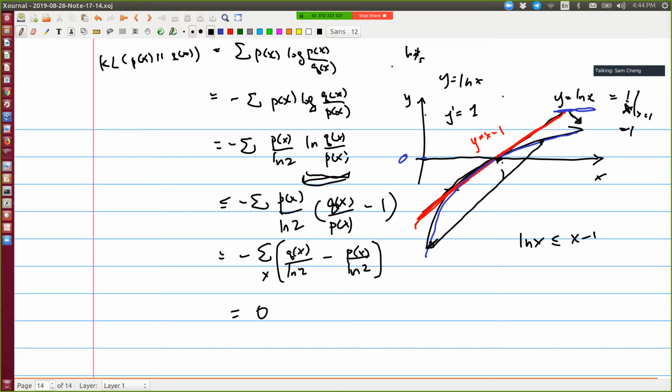Wait a sec, I have some problem with the sign here. Oh, okay, yeah, I have a minus sign here, so here it is saying log x is less than or equal to x minus 1, right? Therefore minus log x is greater than or equal to minus (x minus 1), so the sign should be flipped. So the KL divergence for any two distributions has to be greater than or equal to 0. Yeah, so this shows that the KL divergence has to be non-negative.